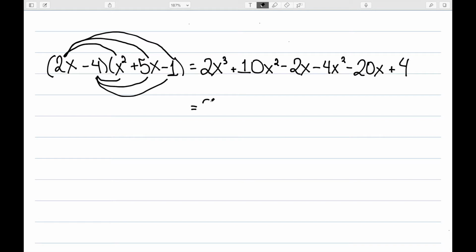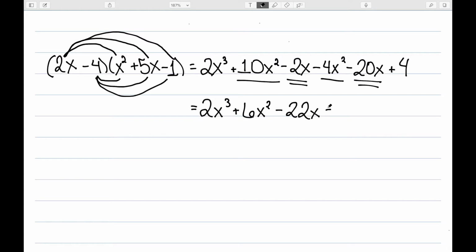And so now I can start combining like terms. We can see we have a 10x squared and a minus 4x squared. That gives me a 6x squared. I also have minus 2x minus 20x. That would be minus 22x. And then I have a plus 4.